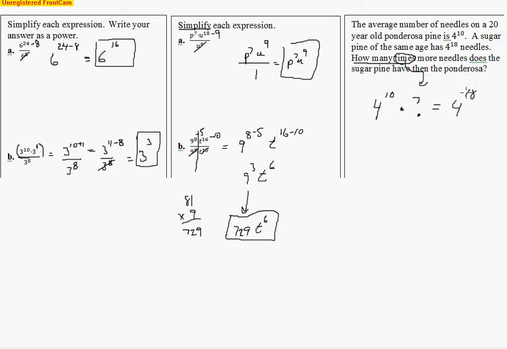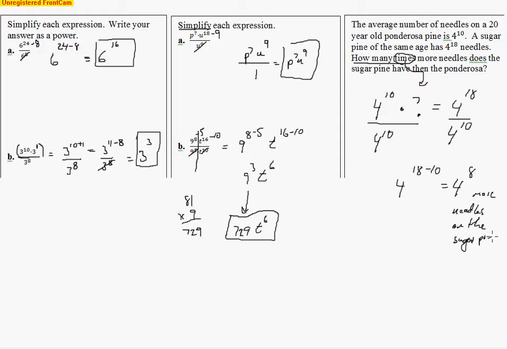What we're going to end up doing to solve that is divide by 4 to the 10th. Since I have the same base, I can use that rule of subtraction of exponents. That's going to leave me with 4 to the 8th. Let's write some units there. We'll say 4 to the 8th needles. We'll say more needles, so let's go ahead and change that. 4 to the 8th more needles on the sugar pine.